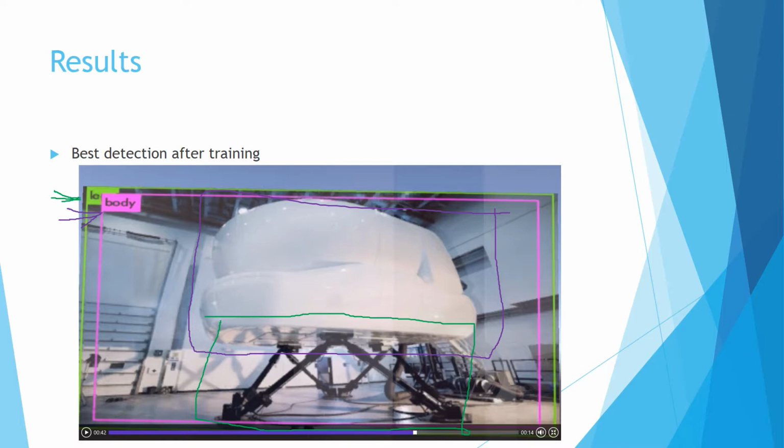In the future, if we wanted to increase the accuracy even more, we'd probably want to have more images of the large-scale picture of the body and the large-scale picture of the legs at different positions. So that way the YOLO detection is able to fully incorporate that.